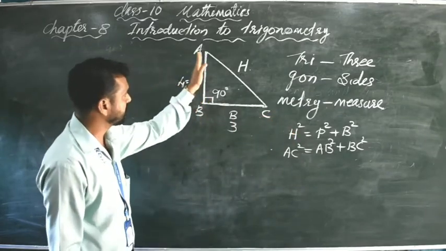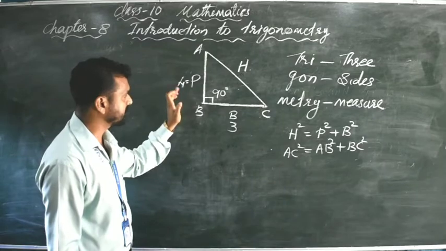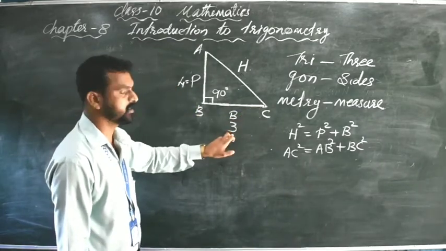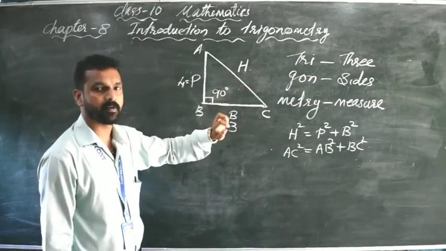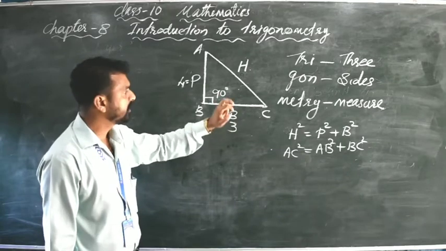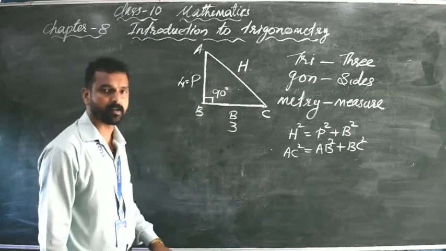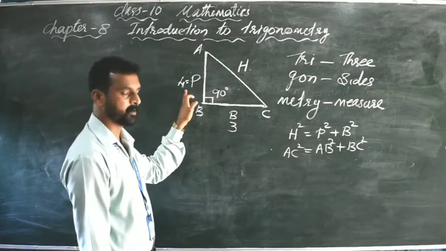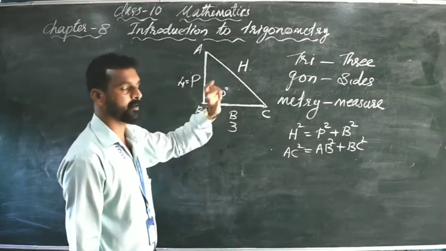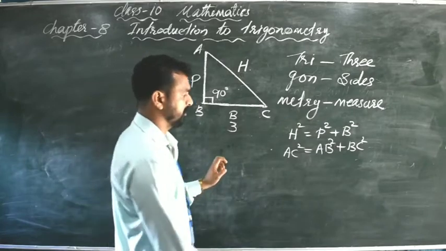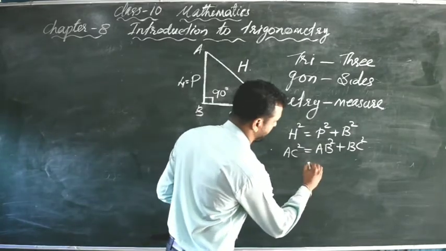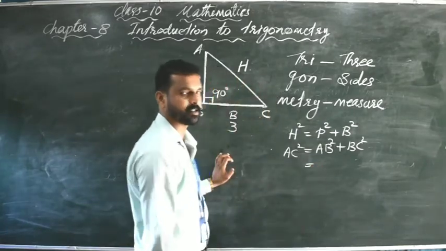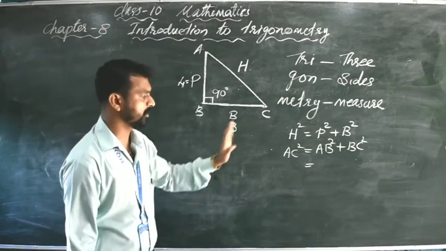Suppose in this right triangle, AB is equal to 4 cm, BC is equal to 3 cm, then we can find out the hypotenuse. Can you say what the hypotenuse is? Yes, the hypotenuse will become 5 cm. If base is 3 cm and perpendicular is 4 cm, then the hypotenuse will become 5 cm. How can we find that? Just substitute those values in this relationship, then we will get the hypotenuse.